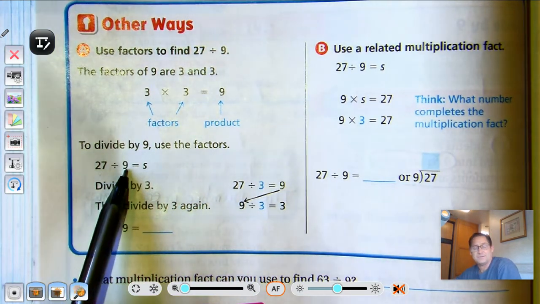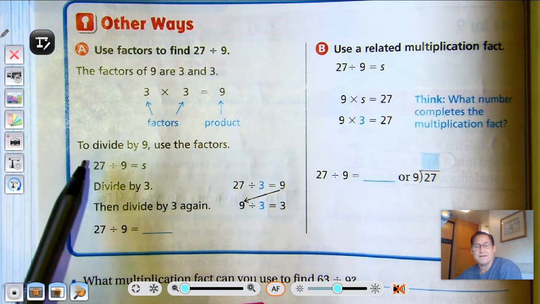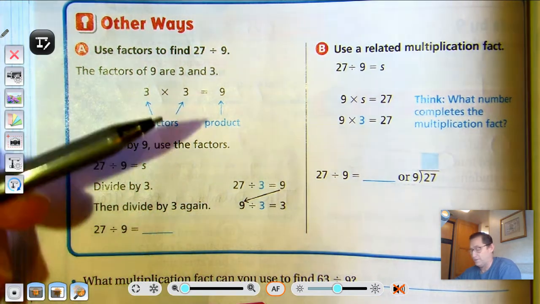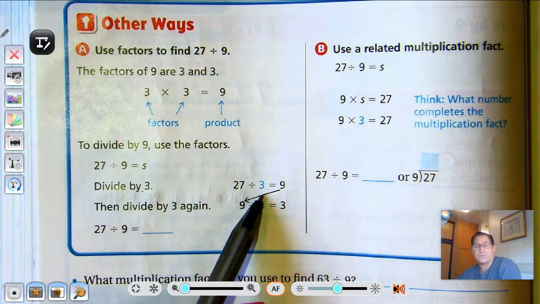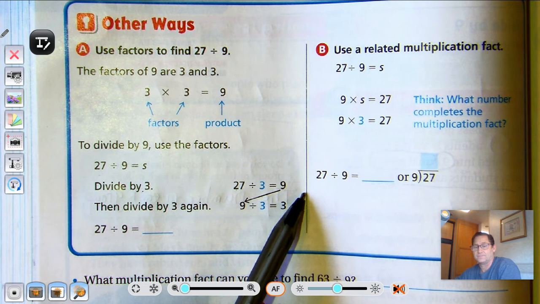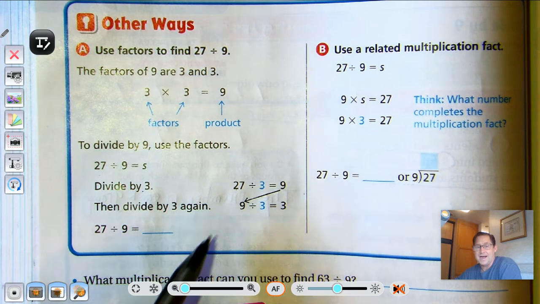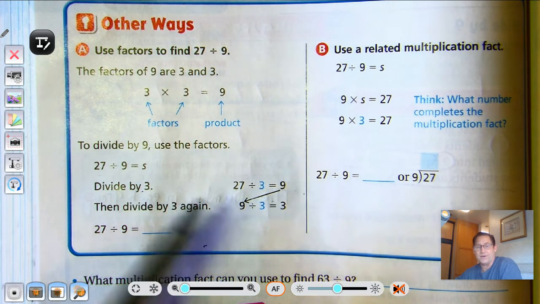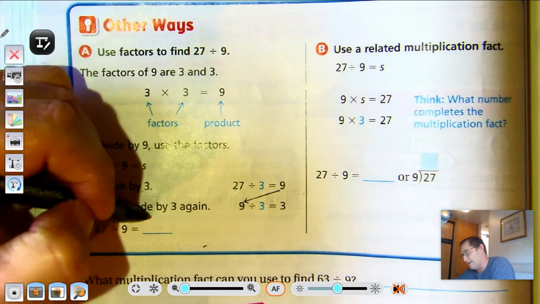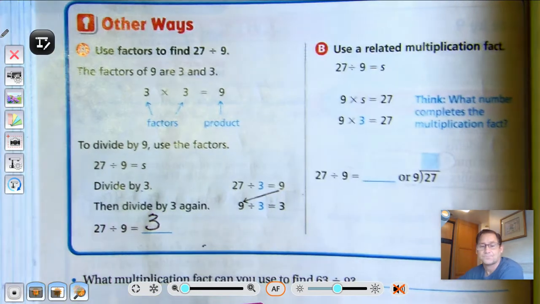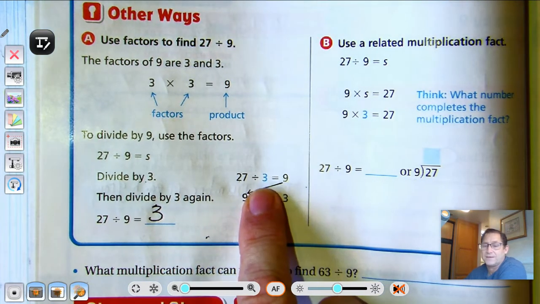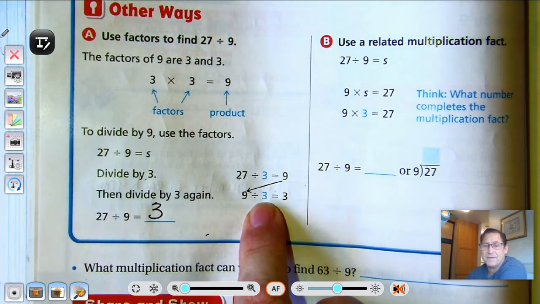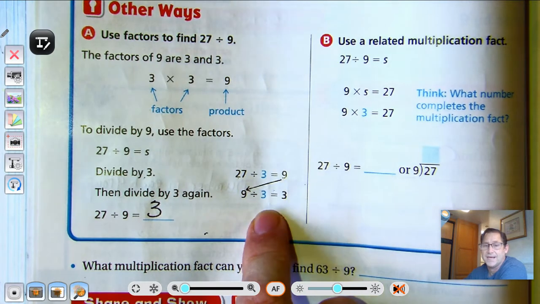27 divided by 9 equals some number. So let's start by dividing by 3. 27 divided by 3 is 9. 9 divided by 3 is 3. So 27 divided by 9 is 3. So we just use a smaller math fact to start. And then we repeated that math fact because 3 times 3 is 9.